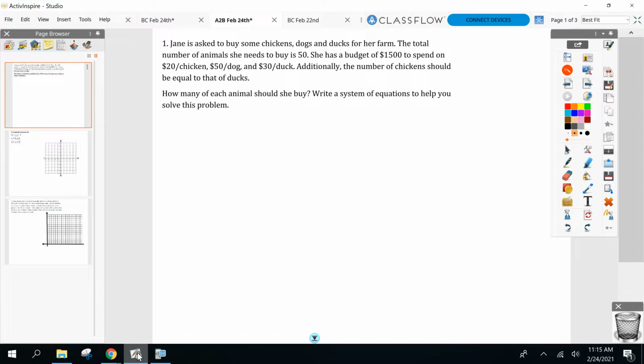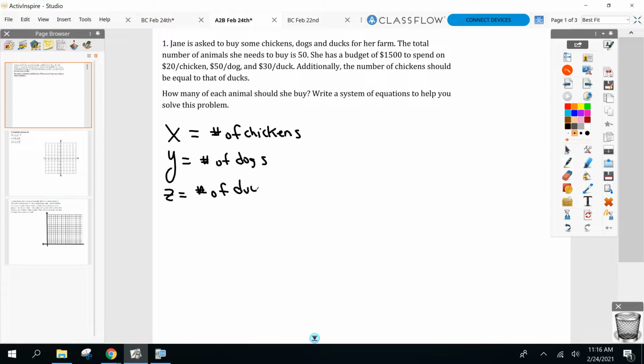All right, let's roll. I'll do the let statements, and then you guys are going to set up all 3 equations for me. You could go C, D, U. I don't know what you want to do for ducks, but I'm just going X, Y, Z. I'm old school, traditionalist. So I'm just going to let X equal number of chickens. Let's let Y equal number of dogs. And Z equal number of ducks.